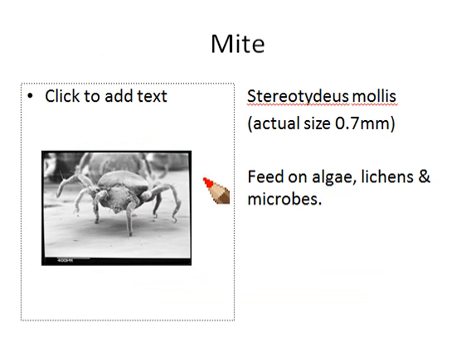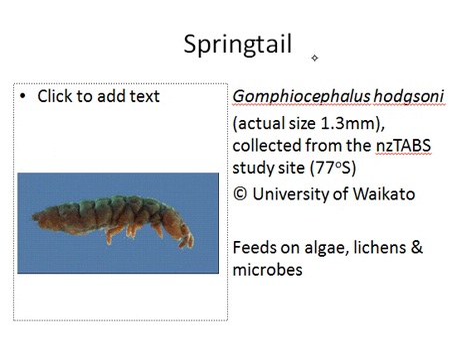So this is a close-up picture of the mite, Stereotideus molus. It's not even 1 millimeter in length, and its place in the food chain, it's feeding on algae, lichens and some of the microbes. So this is the springtail, Gomphocephalus hodgsoni, twice the size of the mite, and again, like the mite, same sort of diet, feeding on algae, lichens and some of the microbes.